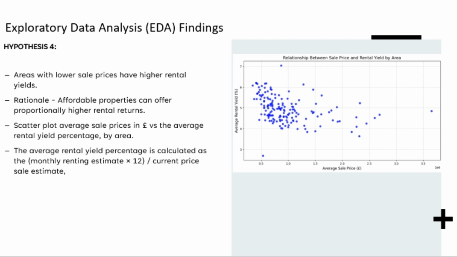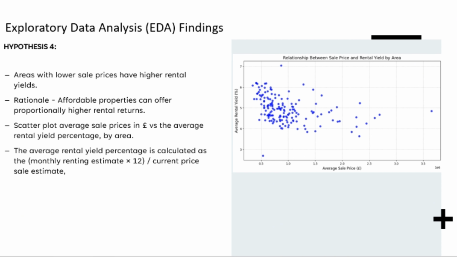The fourth hypothesis that we explored is that areas with lower sale prices have higher rental yields. The rationale behind this is that affordable properties can offer proportionally higher rental returns. This is because the demand for lower priced properties is inelastic, so they can charge proportionally higher rent prices, whereas higher priced properties are generally more elastic in demand.